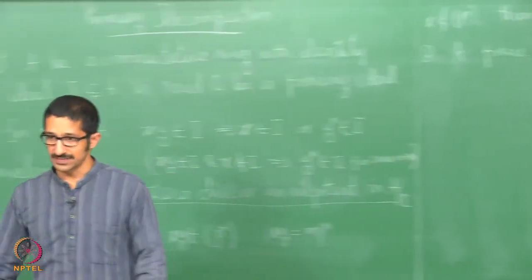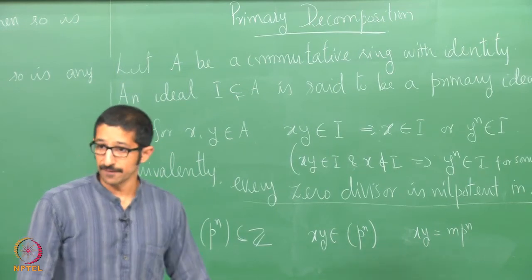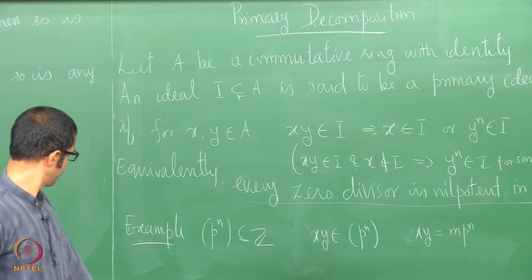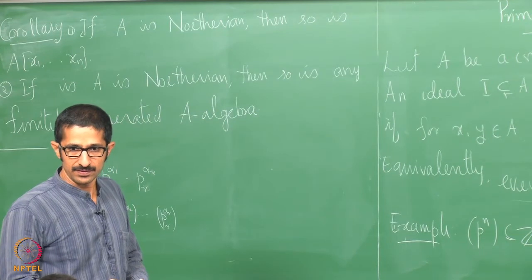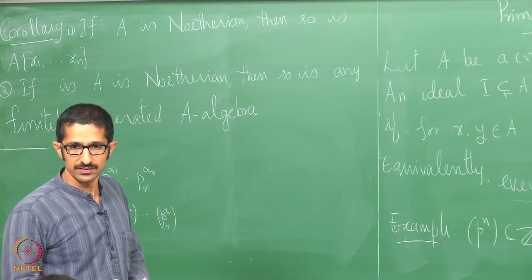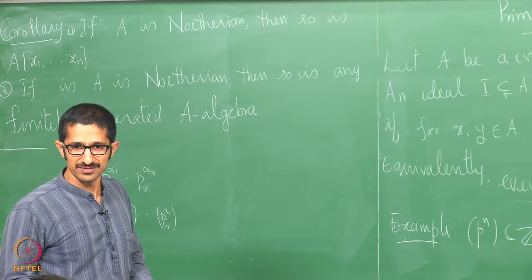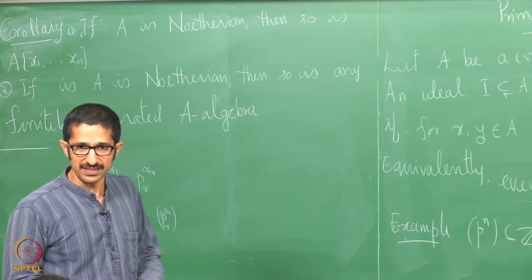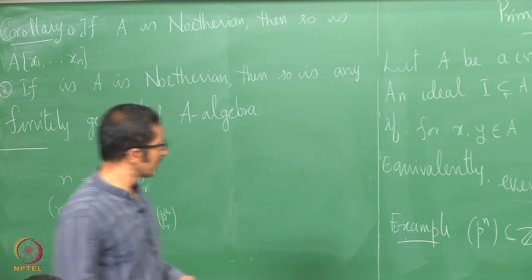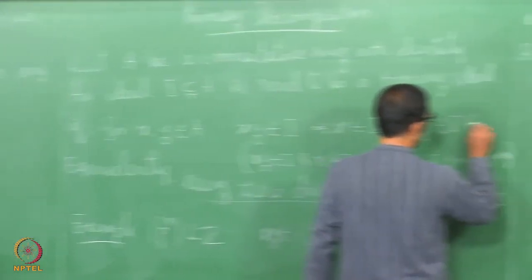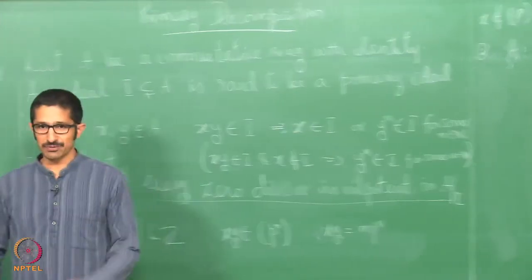If xy belongs to I, then x bar y bar is equal to 0 in A mod I. But A mod I is an integral domain. So if x bar is not 0, then y bar has to be 0. That means y is in I if I is prime, right? We should imply that y power n should belong to I for some n, right? So for n equal to 1, this is true.